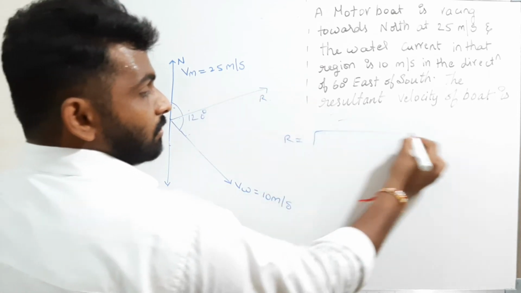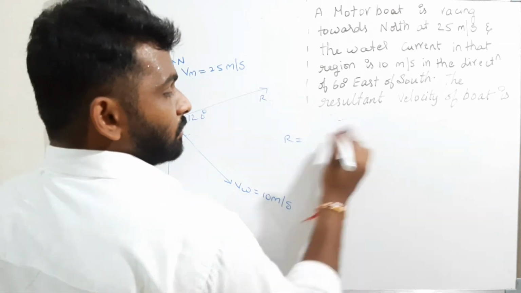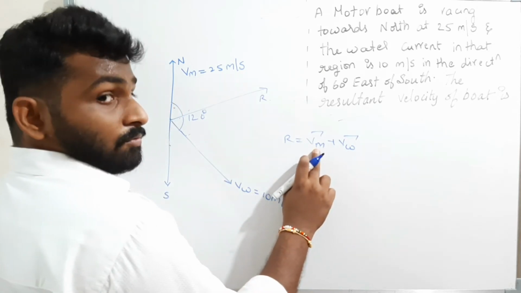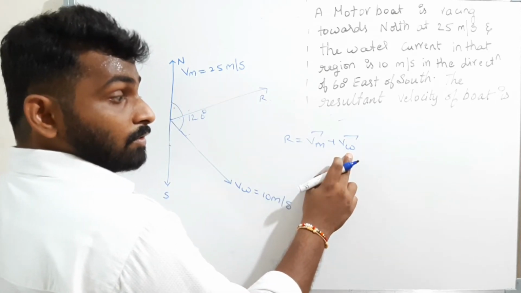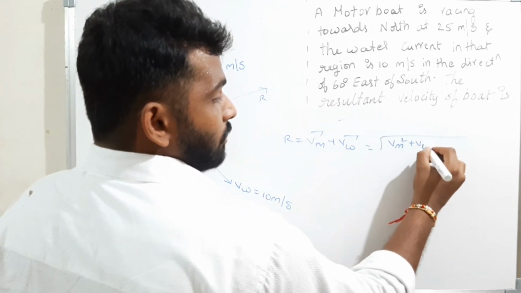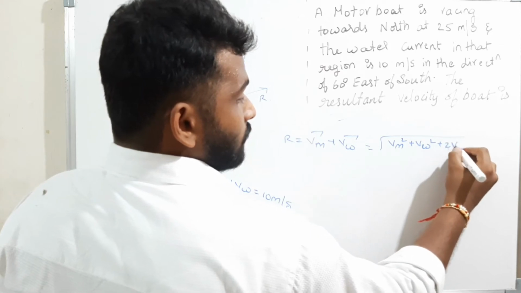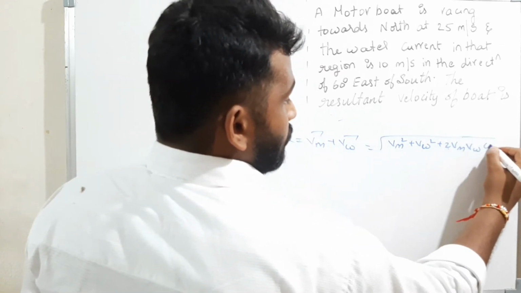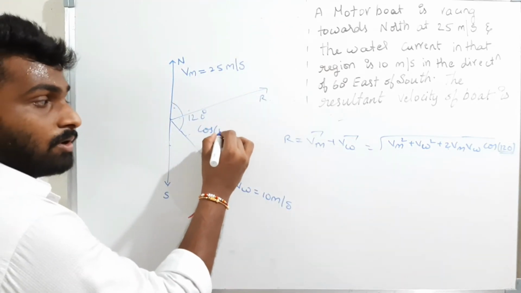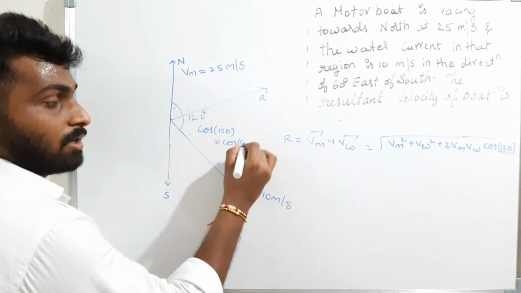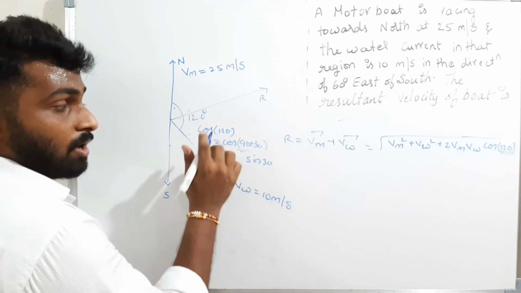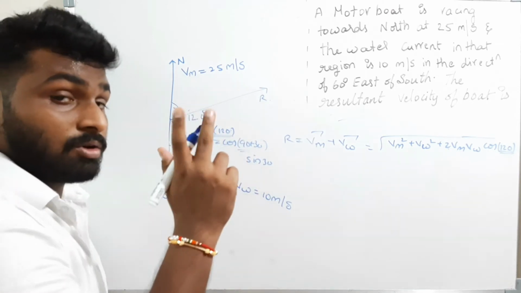What is the resultant? The resultant is nothing but Vm bar plus Vw bar, the velocity of the boat and the velocity of the water. It's nothing but root of Vm square plus Vw square plus 2 Vm Vw cos 120 degrees. What is the value of cos 120? Cos 120 I can write as cos (90 plus 30). Odd multiple of 90, therefore it becomes sin 30. And 120 is in the second quadrant, where the cos value is negative.